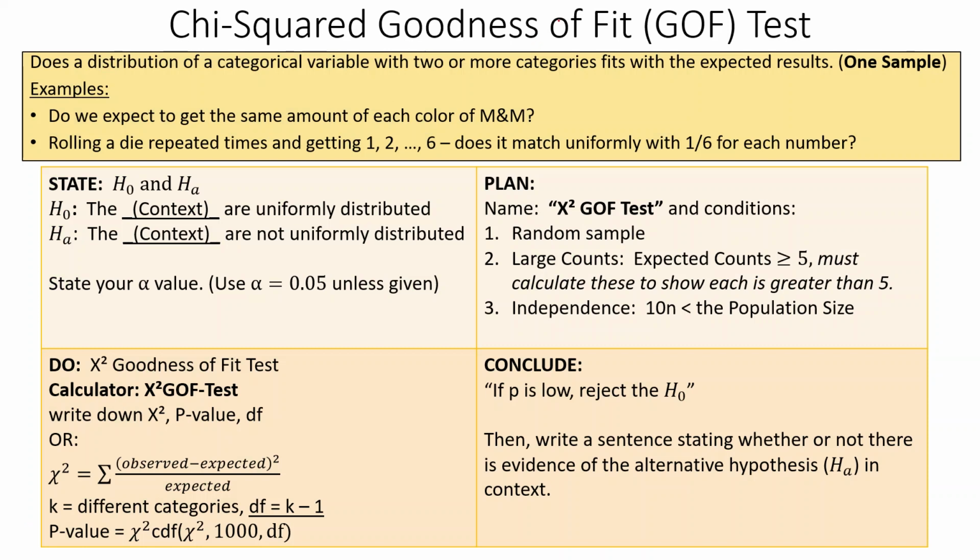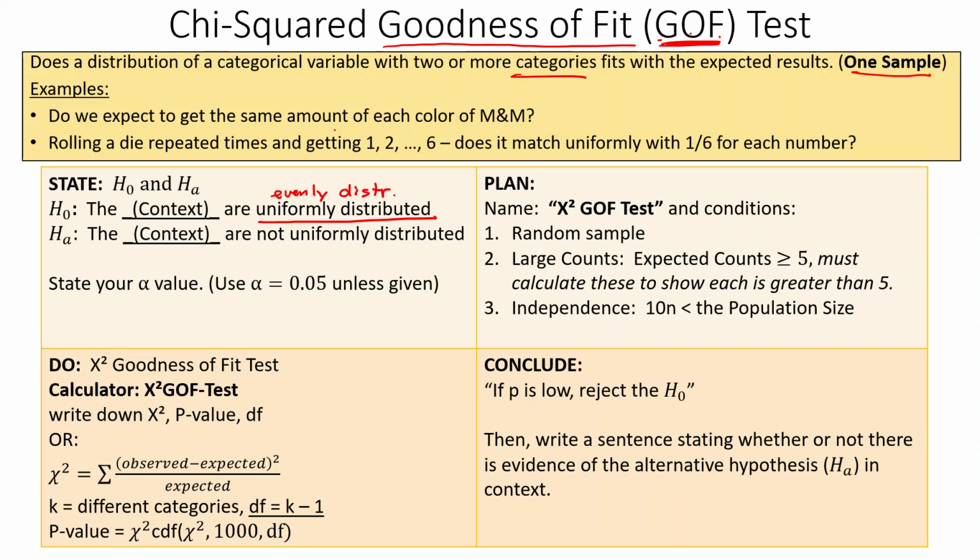All right, so how does a chi-squared goodness of fit test work, or what we call a GOF, goodness of fit? So it answers the question, does a distribution of a categorical variable with 2 or more categories fit the expected results? So we take one sample, we break it up into categories, and we ask, do those categories fit some result that we think they should fit? Like, in other words, are they uniformly distributed, or are they evenly distributed? In other words, is there the same amount in each category, or roughly the same amount in each one of those categories? So like we could do this with M&Ms.